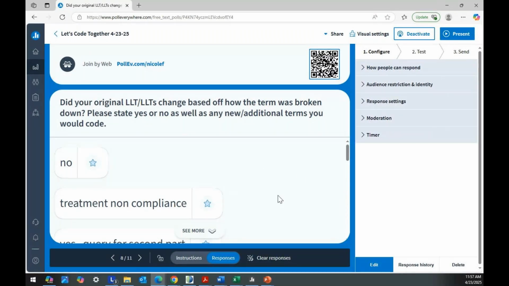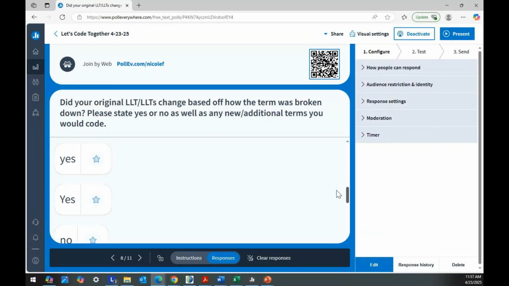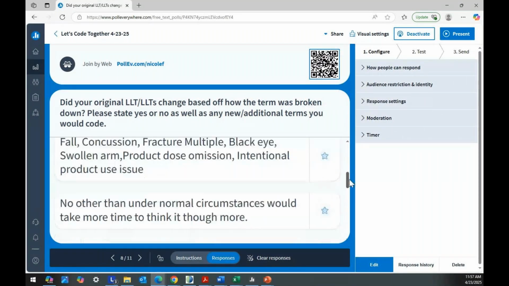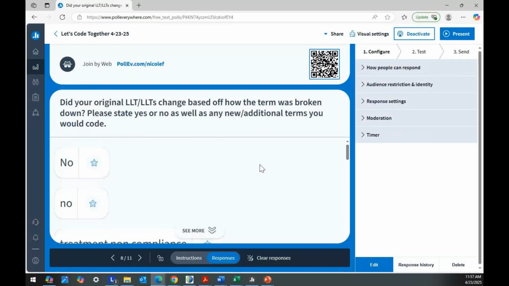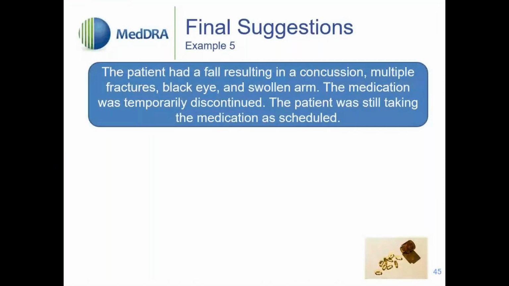A bunch of people said no, so they might have had everything covered in the first poll. Okay, query treatment non-compliance. It looks like this poll is slowing down, so I will continue on and provide you with my final suggestions.